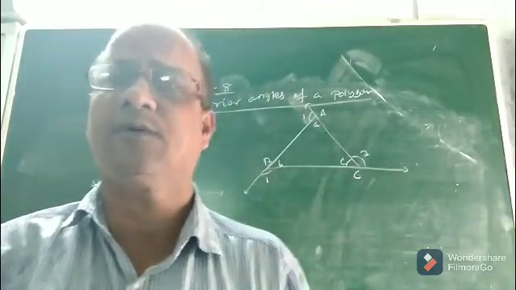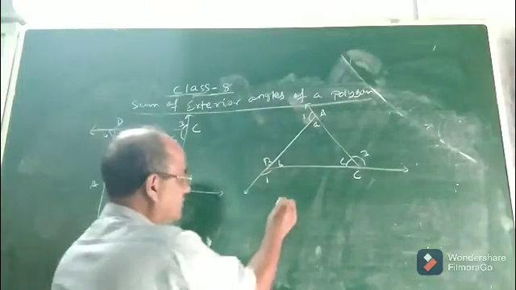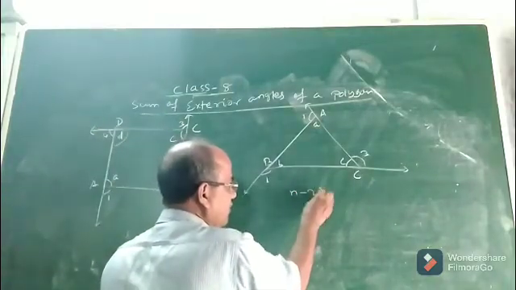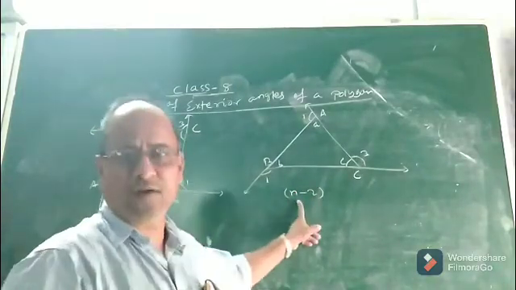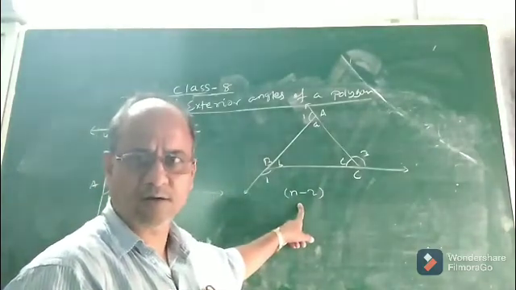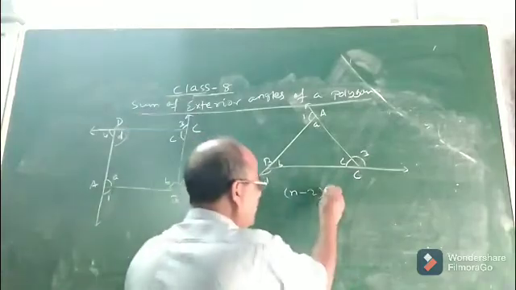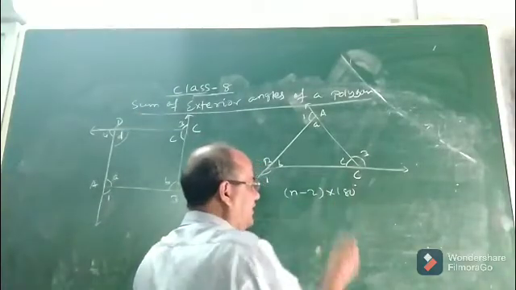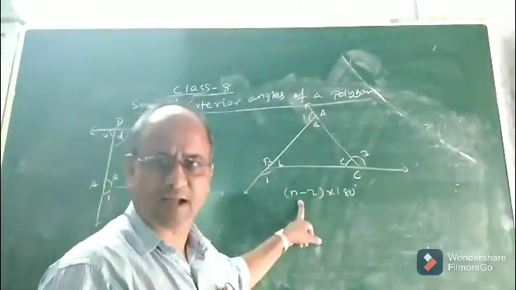What is the formula? I hope you must have remembered. Still once again I am discussing. It is the formula to find the sum of interior angles of any n-sided regular polygon. Any n-sided polygon is your (n minus 2) into 180 degree, where n is the number of sides.